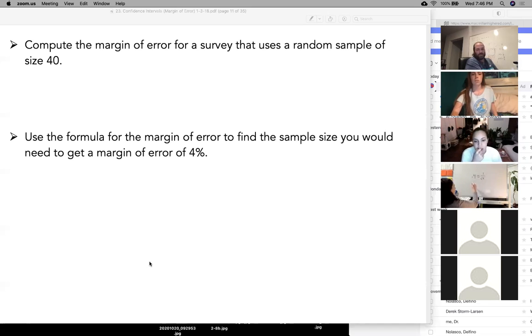But this time, rather than plugging in the n or the denominator, which we don't know, we'll plug in the margin of error, which we do know, and then we'll do a little algebra. And what is that algebra? So the square root of n equals what? 1 over 0.04. What is 1 over 0.04? Which is 2.5? That doesn't make any sense.